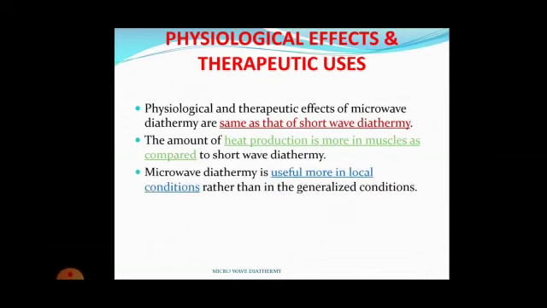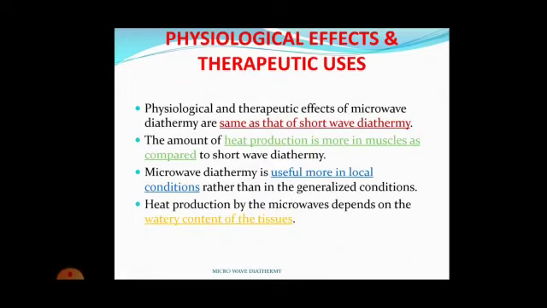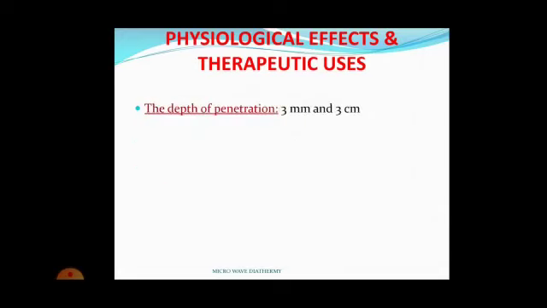Now, microwave diathermy is more useful in local conditions as compared to generalized conditions. And heat production by microwave diathermy depends on the watery content of tissue. So the tissue that has good blood supply will be heated more and will get more benefit from microwave diathermy. Now the depth of penetration, as I told previously in this lecture, may be up to 3 centimeter. Depending on the tissue to be treated, it may range from 3 mm to 3 centimeter, but the maximum is 3 centimeter.